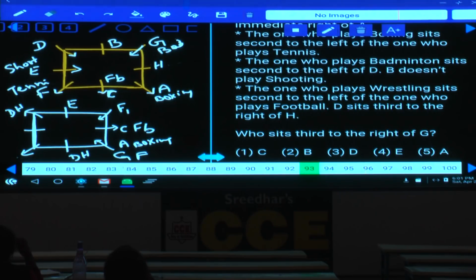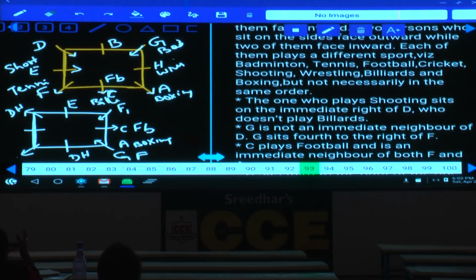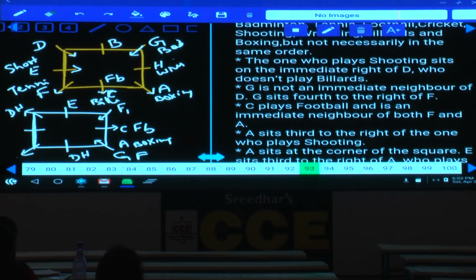Wrestling is seated second to the left of football, and this H must be wrestling. If H is wrestling, B is not billiards and C is billiards. Now H is wrestling and C is football. Hence, who will be billiards here? D must be billiards.